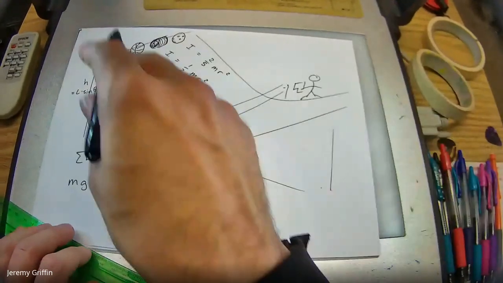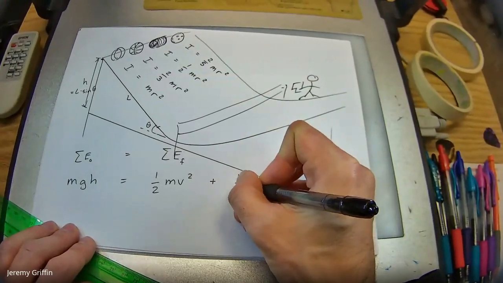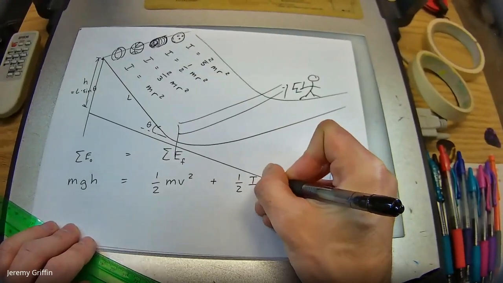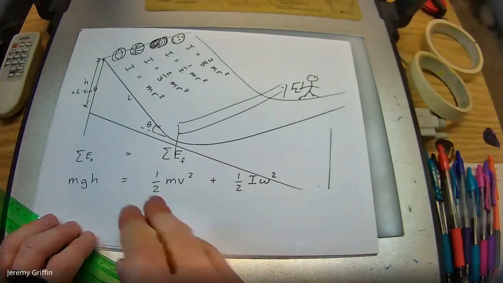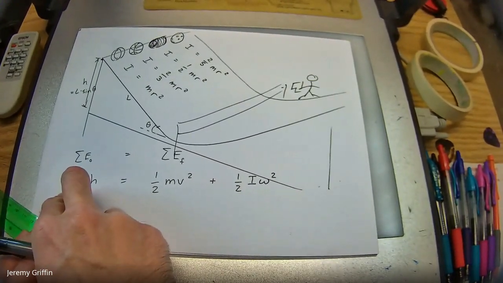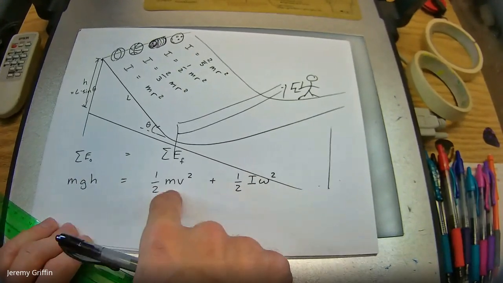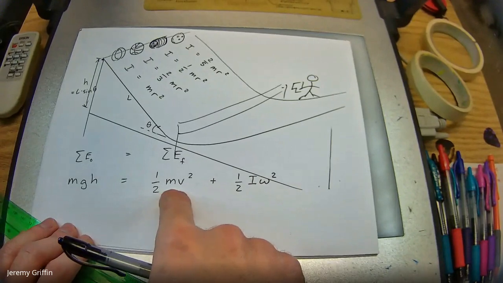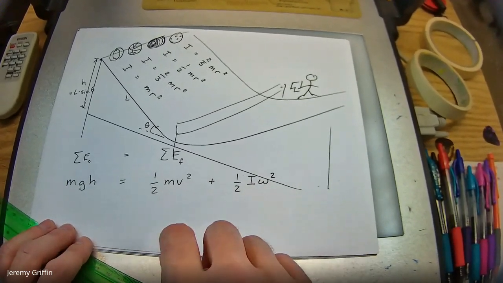They could roll back and forth for 1,000 years. But what's the expression for that? 1/2 what? I omega squared. Boom! 1/2 I omega squared. You see that? So here's the source of energy at the top of the hill, and here's the two places it goes by the time it gets to the bottom: moving with some linear speed, but also rotating about its own central axis.